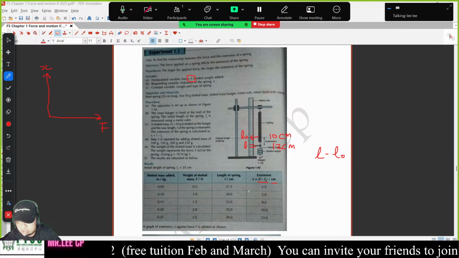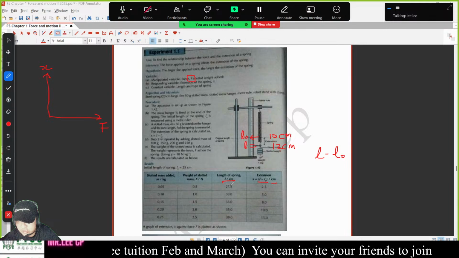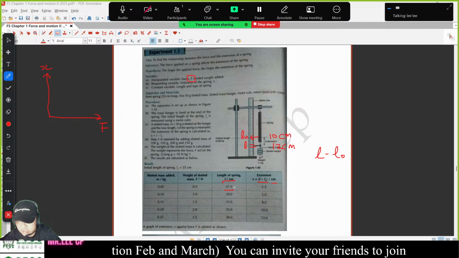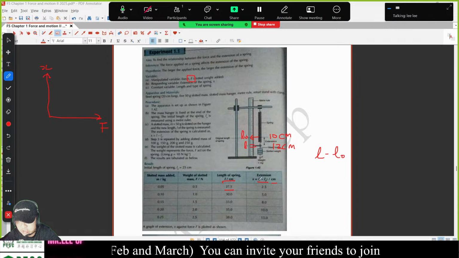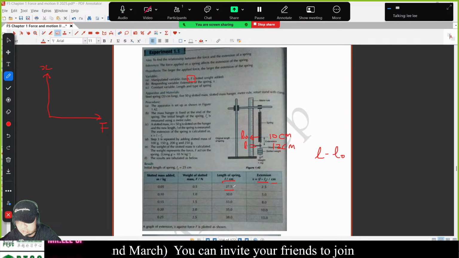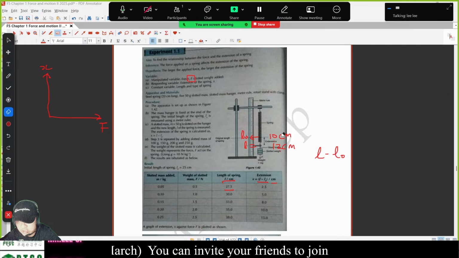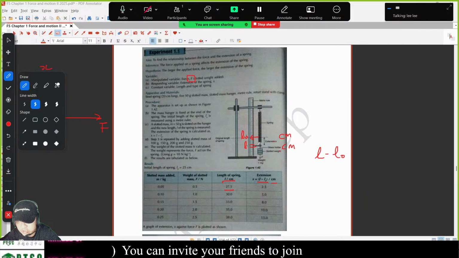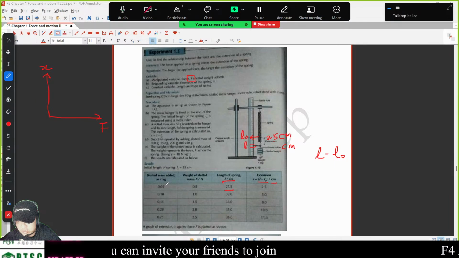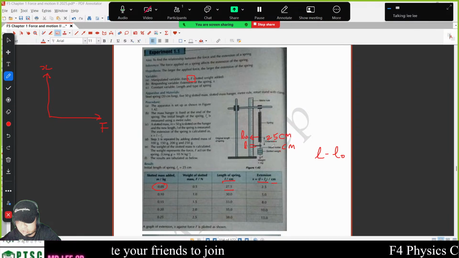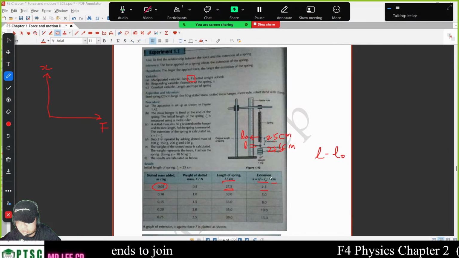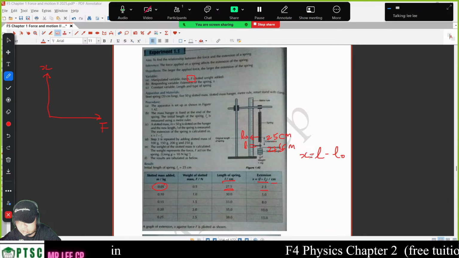For example, initially you do it and you find L naught is 25. Never mind, I changed this number. Then after you hang 0.05 kg, so 50 gram, on it, you find L is 27.5. So you subtract, and L minus L naught is your X, the extension of the spring. You put these numbers in, and then you get this.